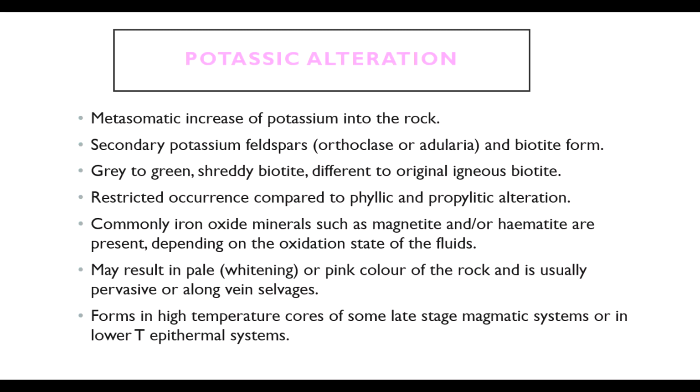Potassic, we showed an example in class, but this is where we usually get secondary potassium feldspar, so orthoclase or adularia, and maybe biotite. So its colours are grey to greeny, and it's relatively restricted in its occurrences, and can form in high temperature late magmatic systems or in lower temperature epithermal systems. So it can be quite a good indicator if you're in a good zone of metallogenesis.